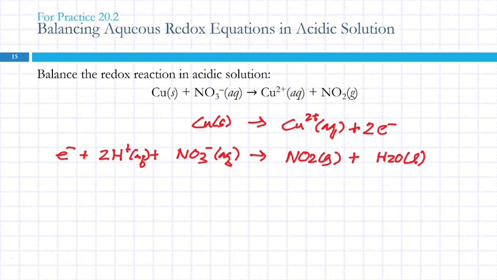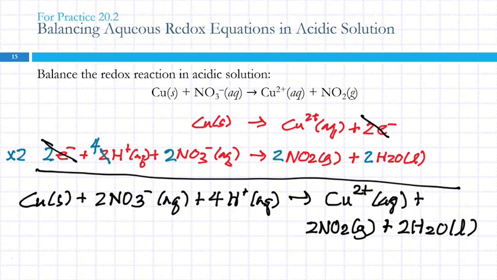The next thing is we need the numbers of electrons to be equal. This one has 2, this one has 1. We want to do it as simply as possible. If I multiply this by 2, the whole thing, it's still balanced, but I get the correct number of electrons. So that's great if we have an acidic solution.